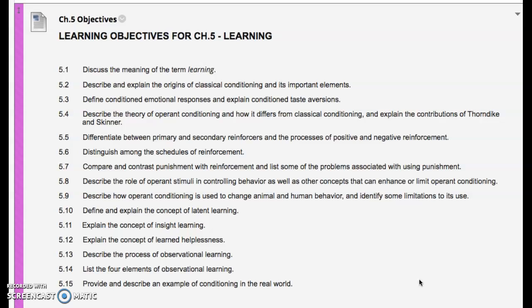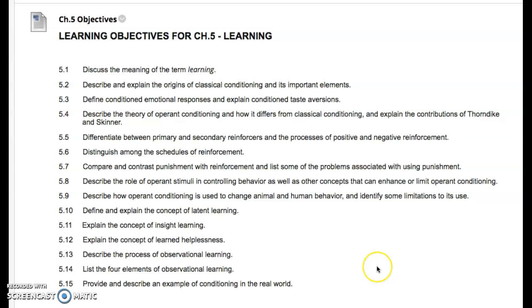And then the last type of learning that you're going to be looking at is observational learning, and this is the work of Bandura. We want to look at what that process is. There are 4 elements of observational learning that are outlined in the book. Be familiar with what those are. And how does observational learning occur in the real world? What might be some settings where we would see this happening?